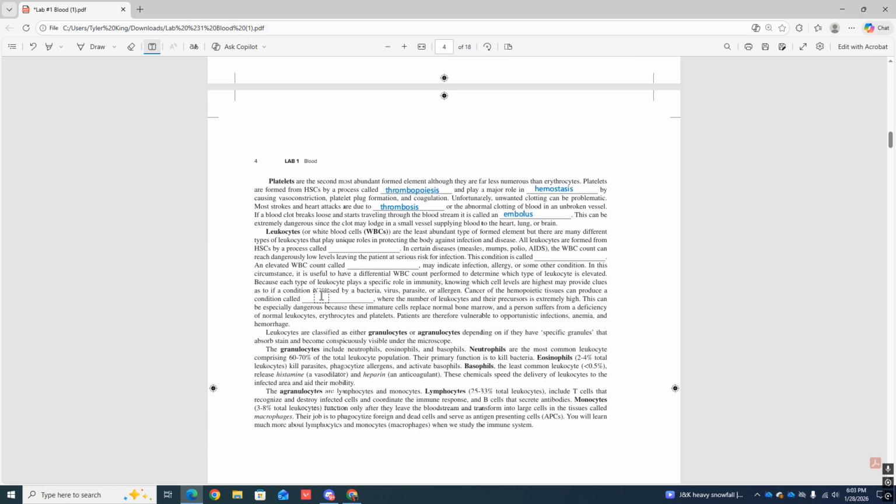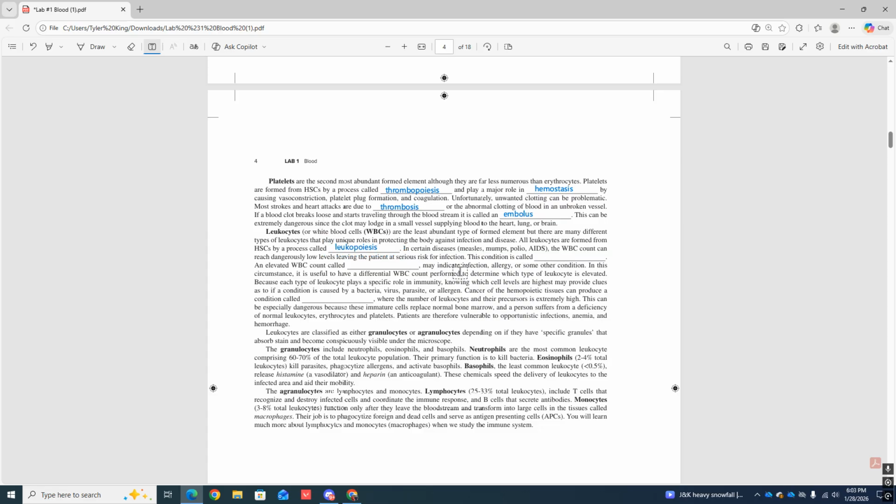All right, leukocytes, or white blood cells. They are the least abundant formed elements, but there are many different types of leukocytes, which we'll talk about in a second, that play unique roles in protecting the body against infection and disease. All leukocytes are formed from HSCs by a process called, once again, leukopoiesis.